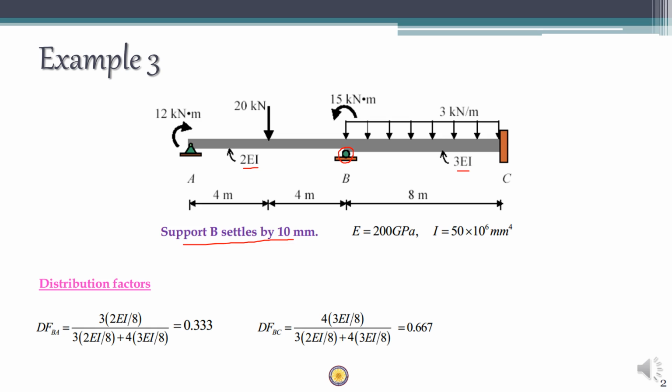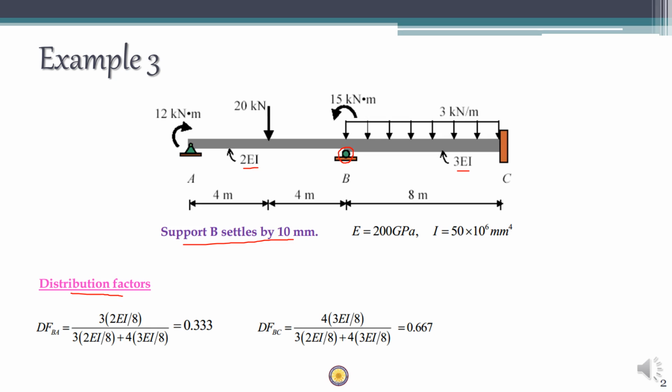So the first step is to find out the distribution factors. Support A is a simple joint, which means that DFAB is going to be 1. Support C is a fixed support, which means that DFCB is going to be 0. The remaining are DFBA and DFBC. So consider joint B. When we consider joint B, the far end for span BA is simply supported and the far end for span BC is a fixed support.